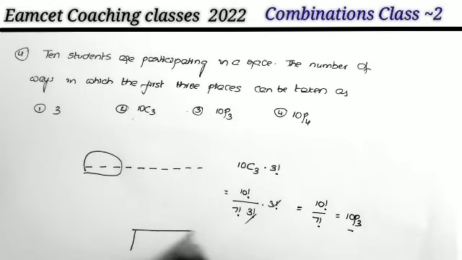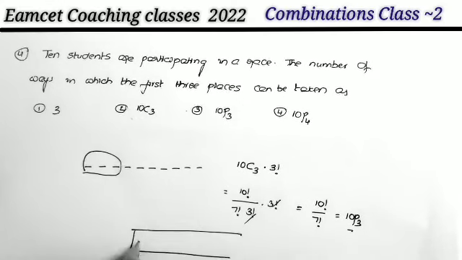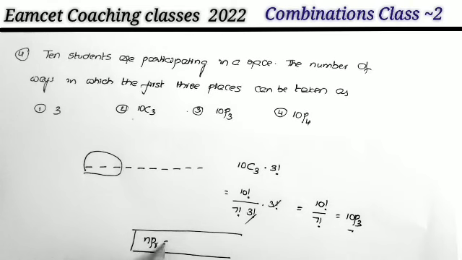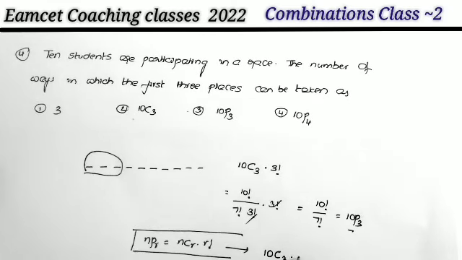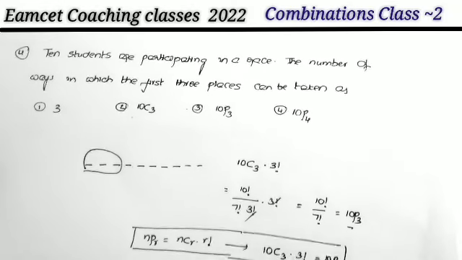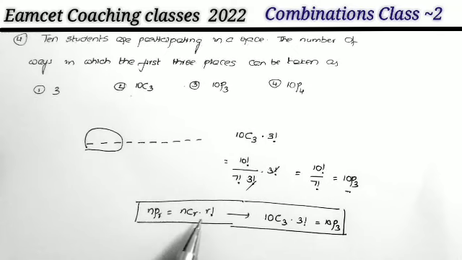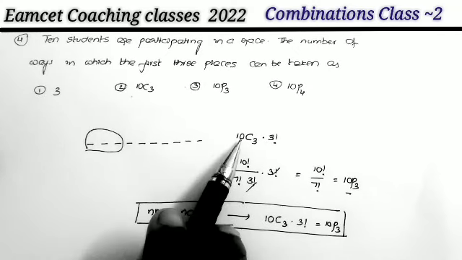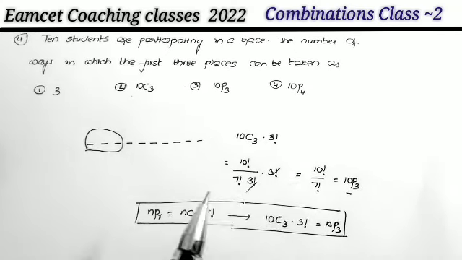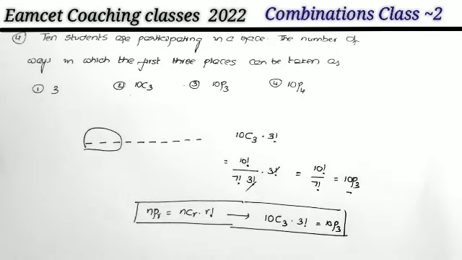Or what is the direct formula? Here we can use the formula nPr is equal to nCr into r factorial. Then what is the value of 10C3 into 3 factorial? This is nothing but 10P3. So we can use this direct formula also: nCr into r factorial is equal to nPr. So 10C3 into 3 factorial is equal to 10P3. That's all. This is the answer. Okay, do all of you understand?